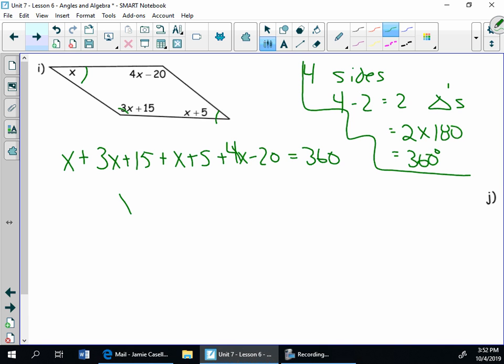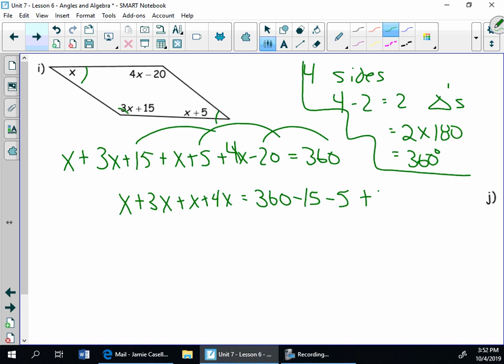Well, this is a big giant equation, right? I've got all the letters on the left-hand side already. On the right side, I've got 360, and I'm going to bring over the 15, make it a minus, the 5, make it a minus, the 20, make it a plus, and I've got letters on one side and numbers on the other. I've got 9 x's on the left. On the right, you should get 360. I want to know what x is, right? Let's divide by 9, and x is 40.